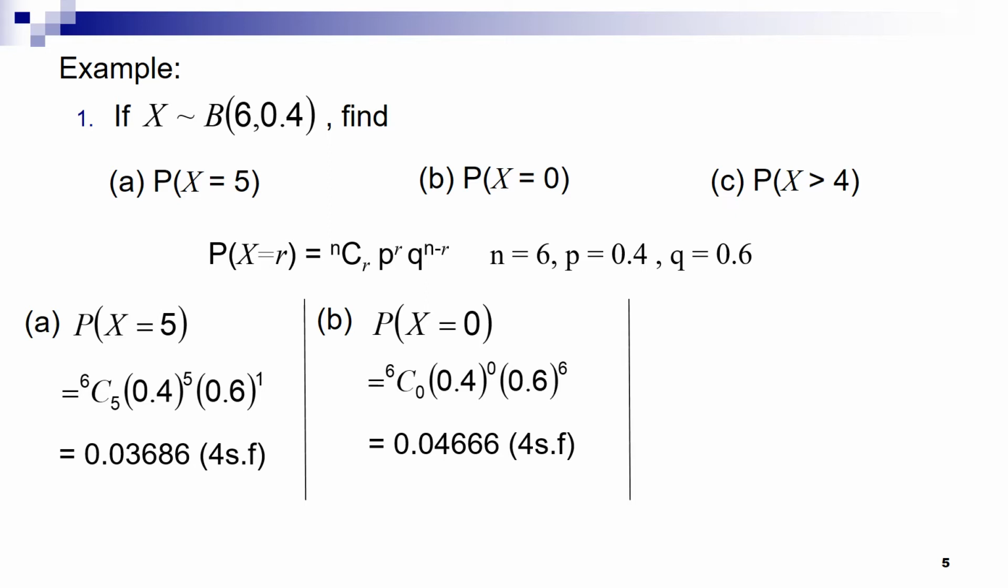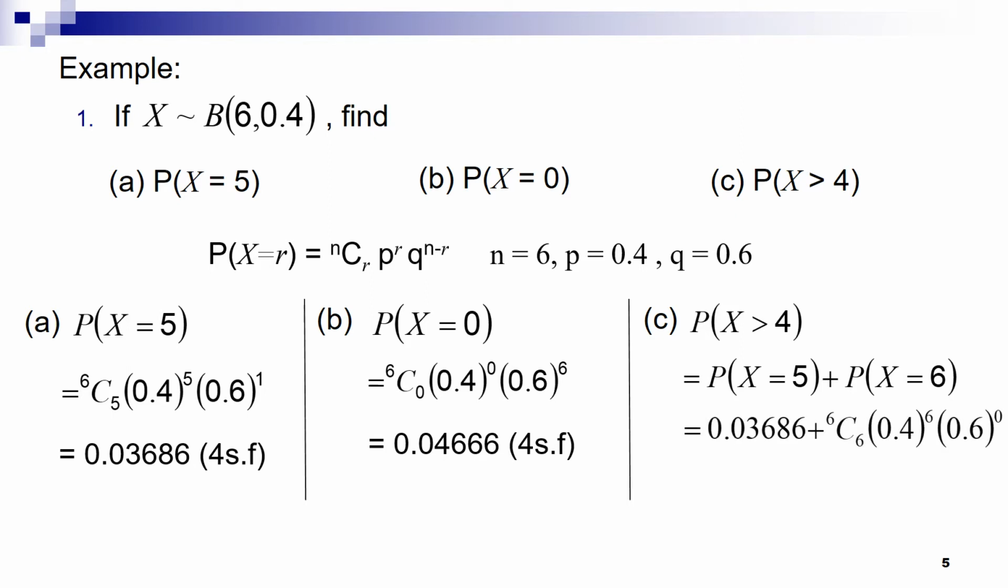And lastly, we have the probability of X greater than 4. Since this is discrete and n is 6, you have P(X = 5) plus P(X = 6). Now your P(X = 5) you have obtained earlier to be 0.03686. So all you need to do is find the probability of X equal 6, which is 6C6. Again, 6C6 is 1. 0.4 to the power of 6 multiplied by 0.6 to the power of 0. So evaluating, you have 0.040956.